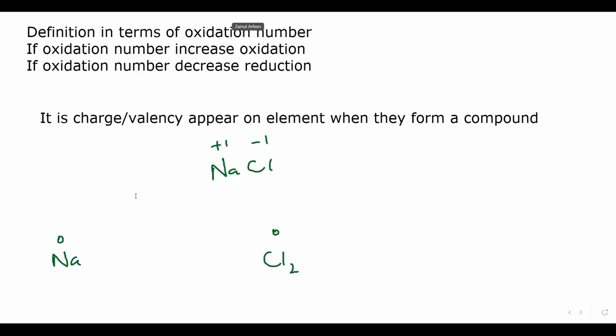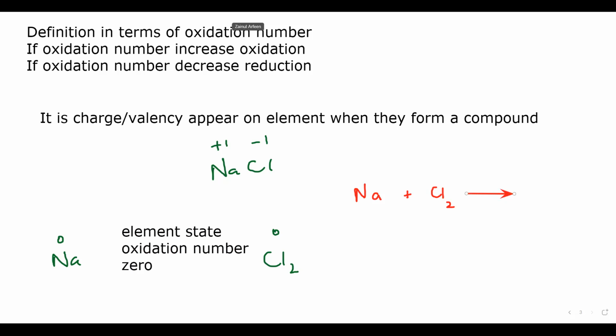Valency is the charge that appears when they are forming a compound, when they combine with another element or atom. But when they are in element form, the valency or the oxidation number is 0. So for example, if there was a reaction in which sodium is reacting with chlorine to form sodium chloride, NaCl.